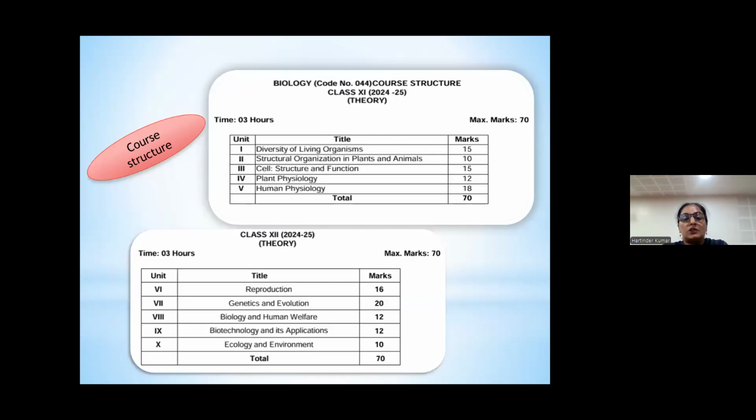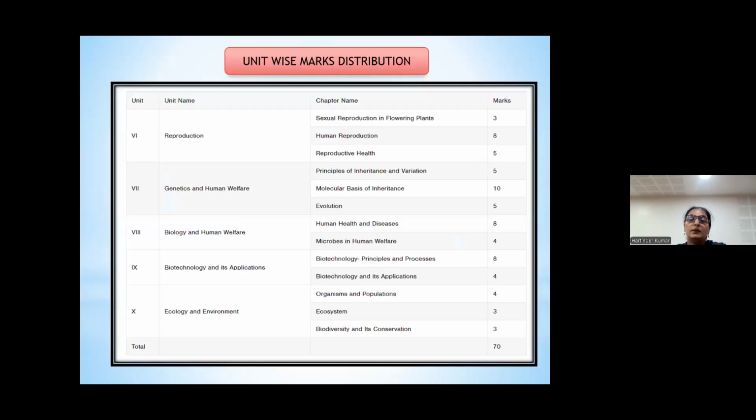Directly coming to the core structure of biology, as we have 5 units in +2, the reproduction unit is of 16 marks, genetics and evolution is of 20 marks, biology and human welfare 12 marks, biotechnology and its application again 12 marks, ecology and environment 10 marks, leading to a total of 70 marks of theory, and 30 marks, we all know, is for the practical exams. This is the unit-wise marks distribution.